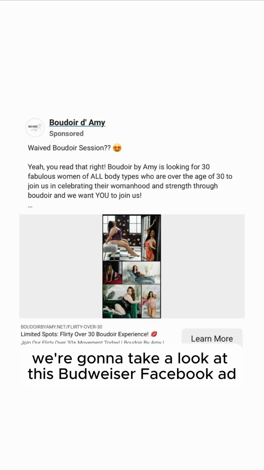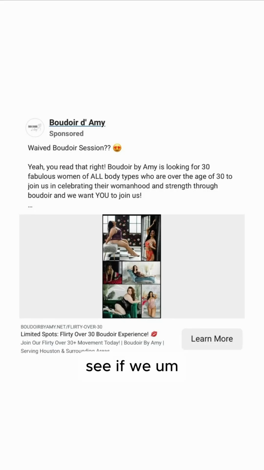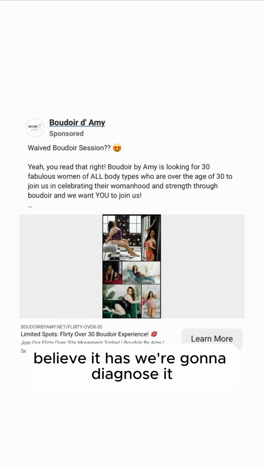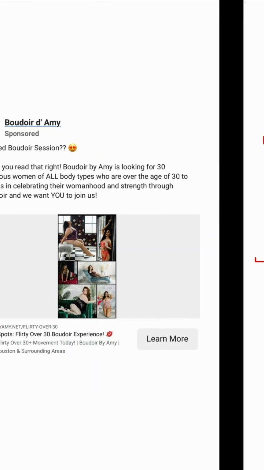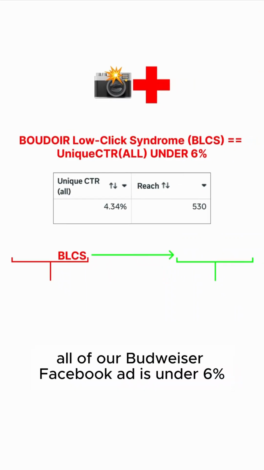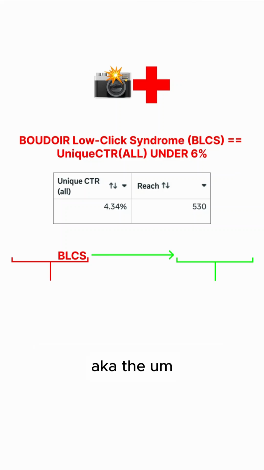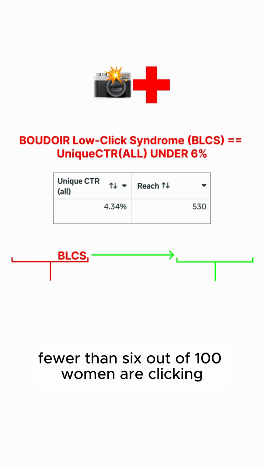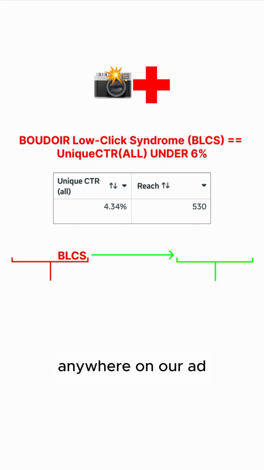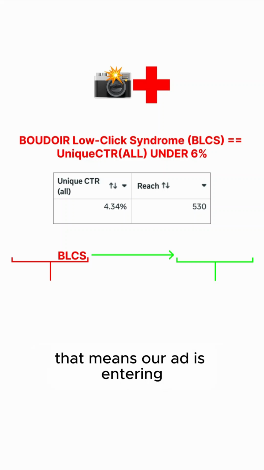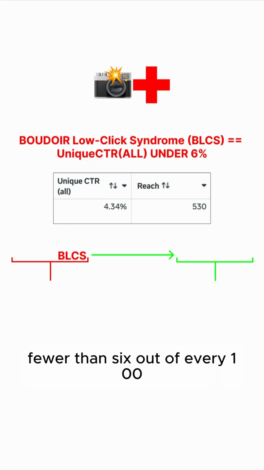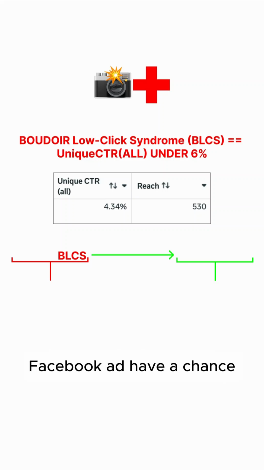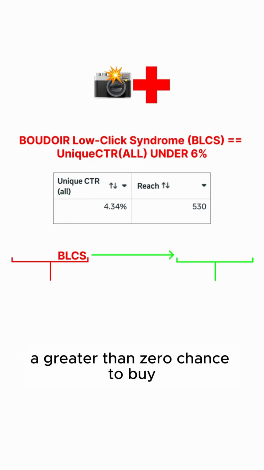All right, y'all, we're going to take a look at this Boudoir Facebook ad, diagnose it, and see if we believe it has BLCS, aka Boudoir low click syndrome. BLCS is when the unique CTR of our Boudoir Facebook ad is under 6%, aka fewer than 6 out of 100 women are clicking anywhere on our ad. That means our ad is entering fewer than 6 out of 100 women's brains, and that means fewer than 6 out of every 100 women that see our Boudoir Facebook ad have a greater than zero chance to buy.